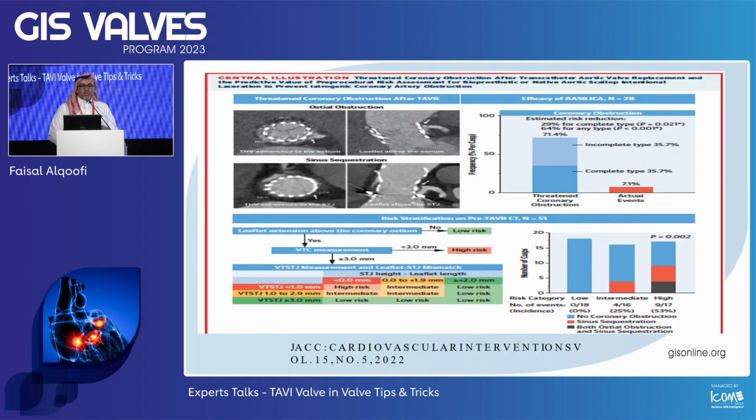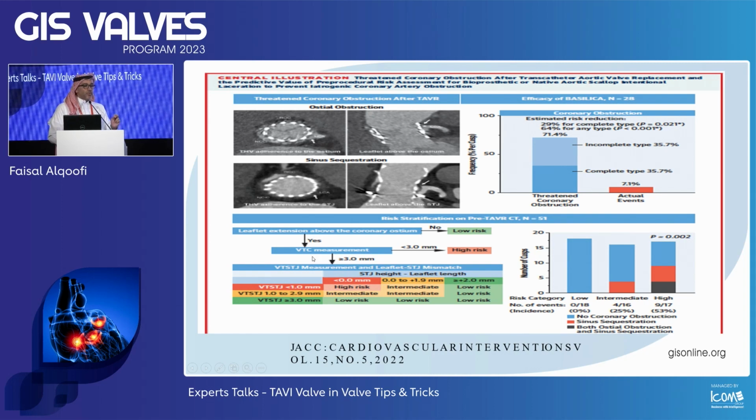And that is what the algorithm is, which is a very nice algorithm, but I want to put a word of caution. This is not necessarily a full algorithm that you need to follow, but this is probably coming in the future, where we decide: do we do leaflet alteration? Do we protect, or can the case be safely done without any protection? So the first question, as Dr. Mohammed alluded to, is the leaflet extension above the coronary. Is there a leaflet length above the coronary or not? If no, this is a low-risk case.